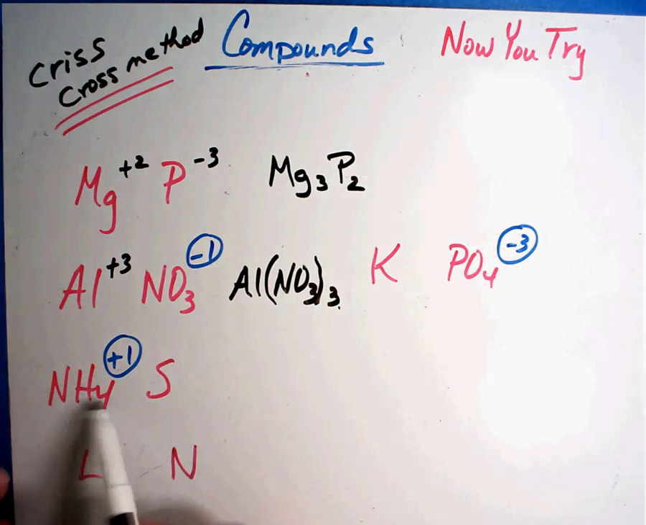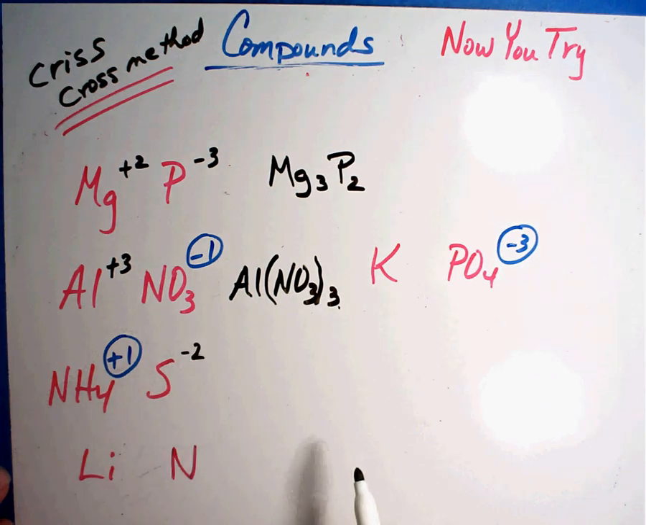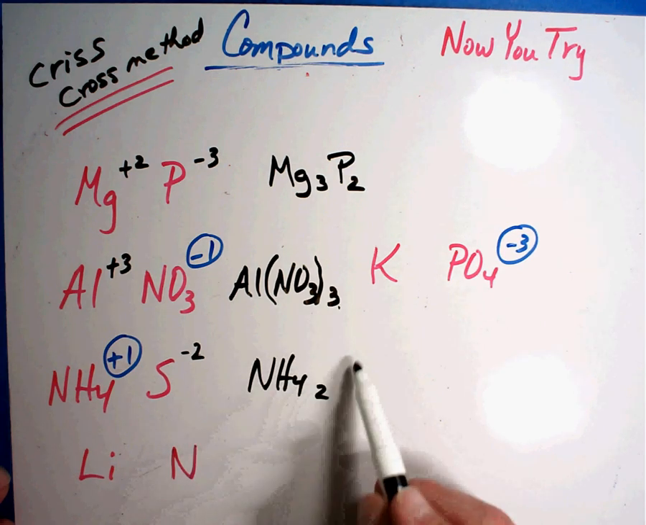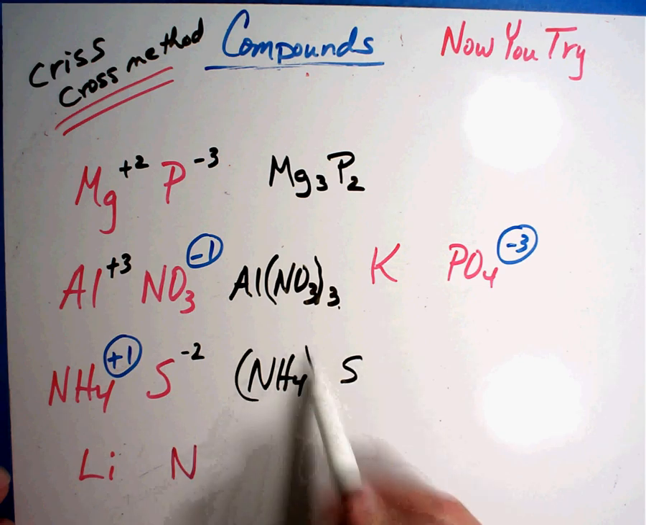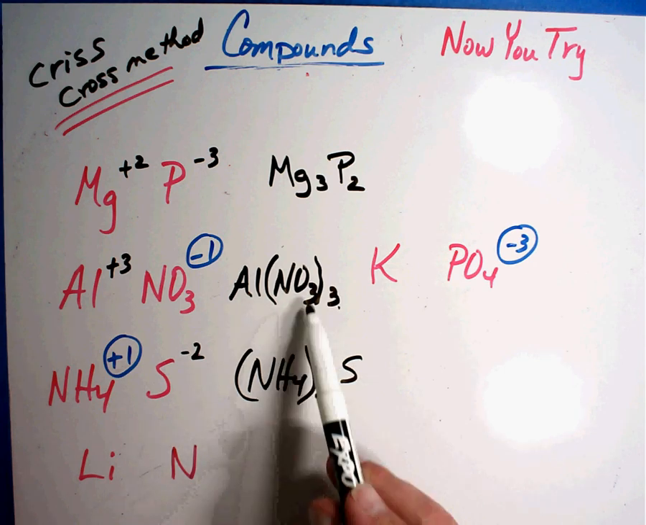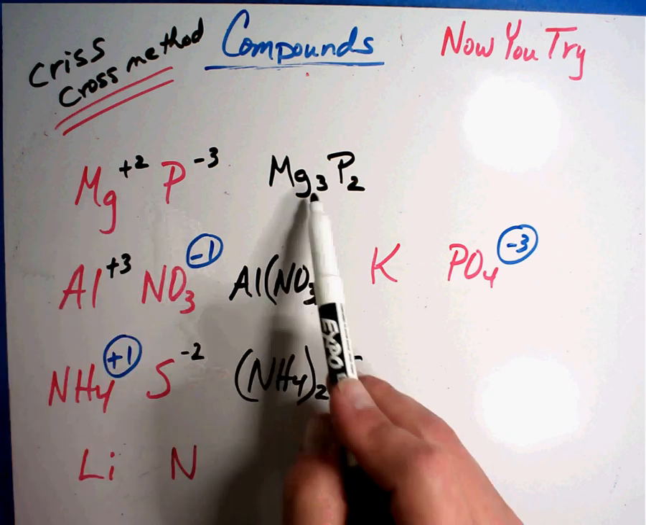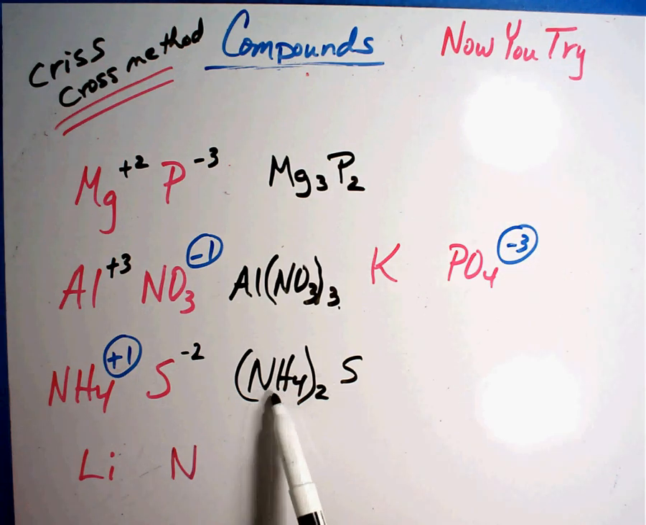NH4 was a +1. I gave you that polyatomic ion. Sulfur on the chart's a -3. Excuse me, -2. When you switch them, you get NH4 2S1. Oh, extra number. Put it in parentheses. Notice, the only time I ever put parentheses is around groups. It's the only time it'll ever happen. Those are singles, so I don't put parentheses. Parentheses only around groups. This one's called ammonium sulfide.